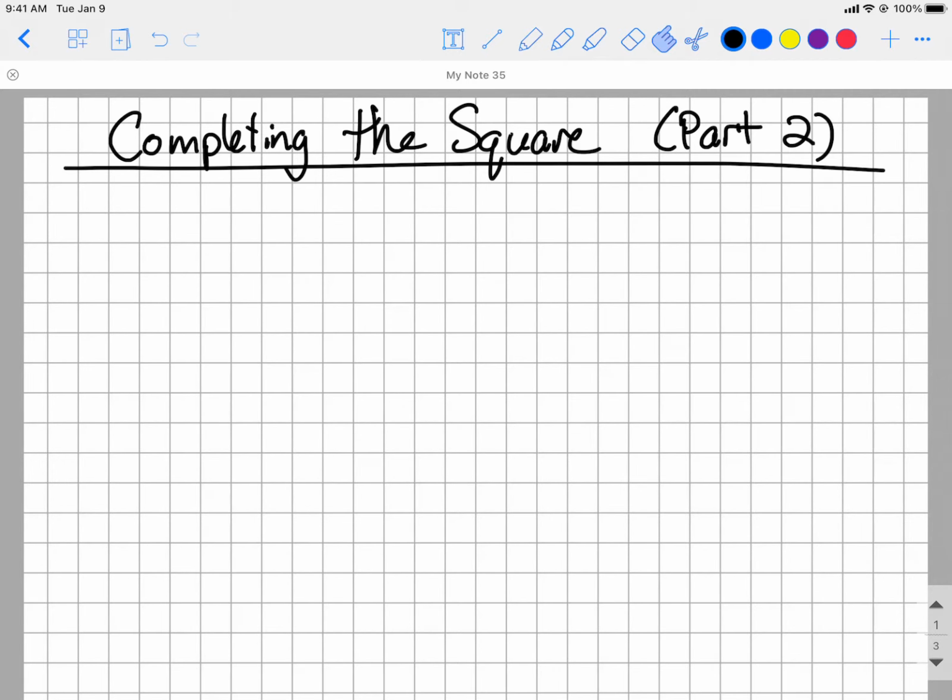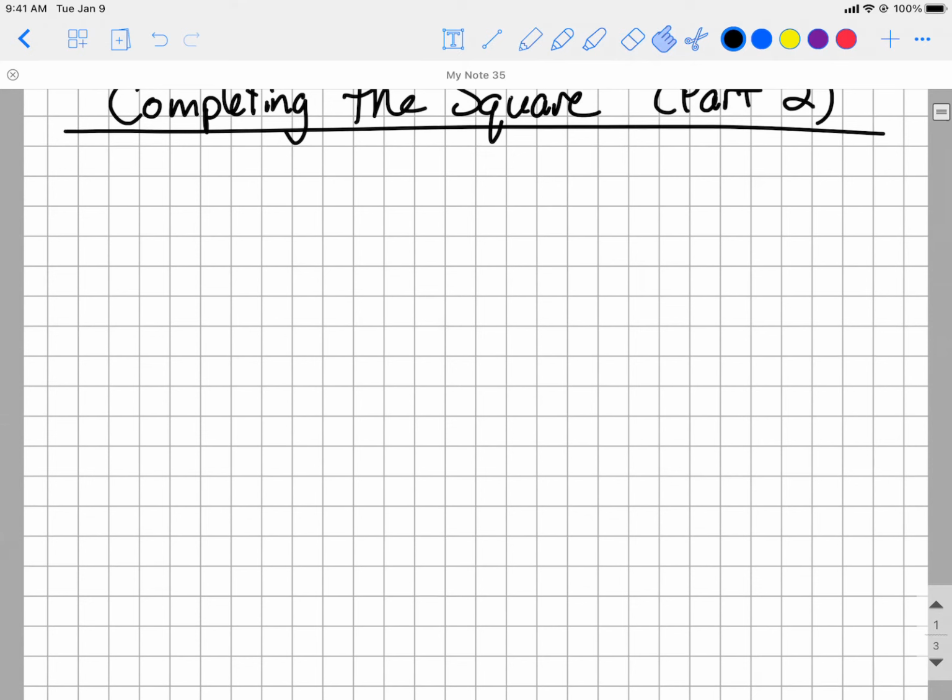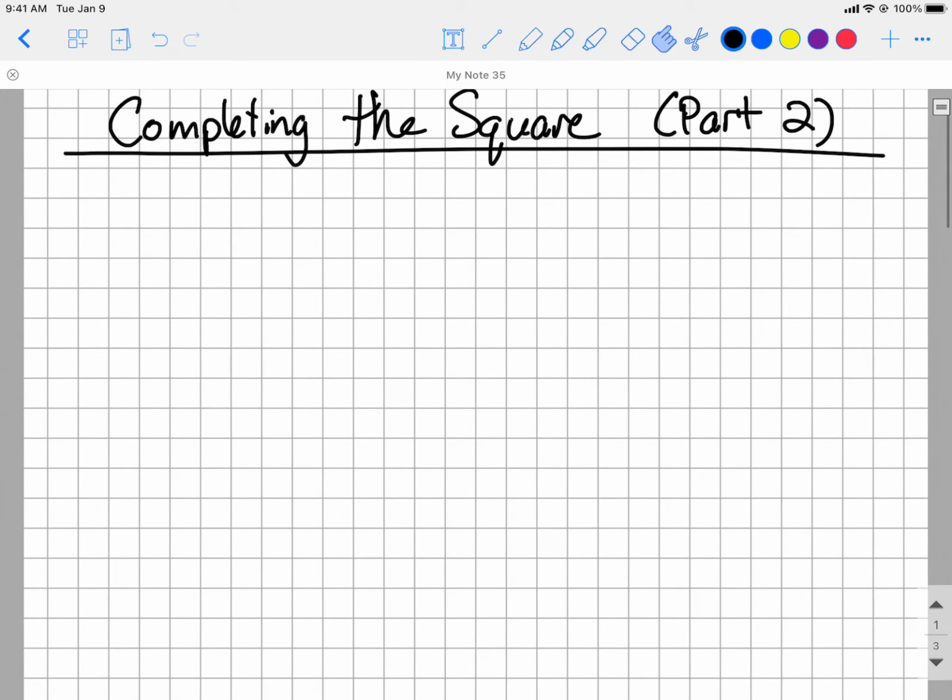But you might remember from the last video that we didn't have a values besides 1 for any of our functions. So this one is all about seeing how to do it when you do have an a value. So, for example, you might have a function that looks something like this. Y equals 3x squared plus 12x plus 8. So that 3 up front is going to make a bit of a difference.